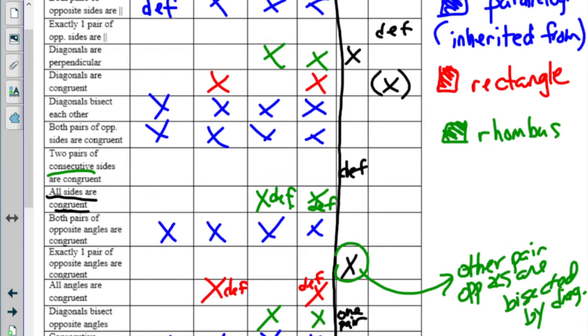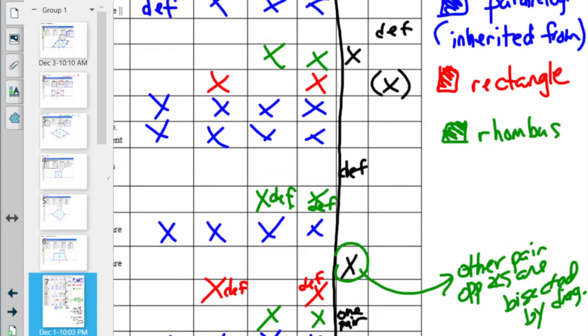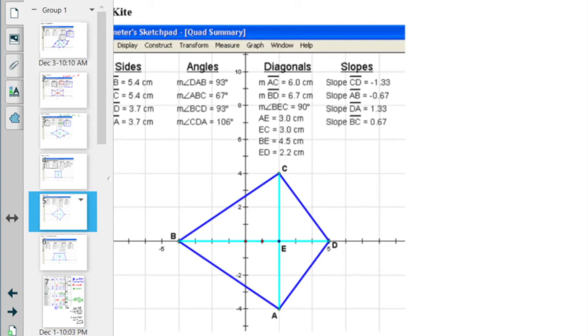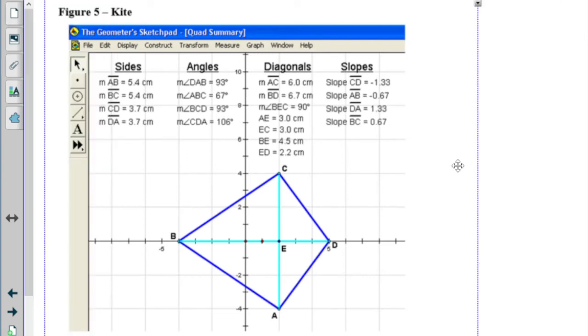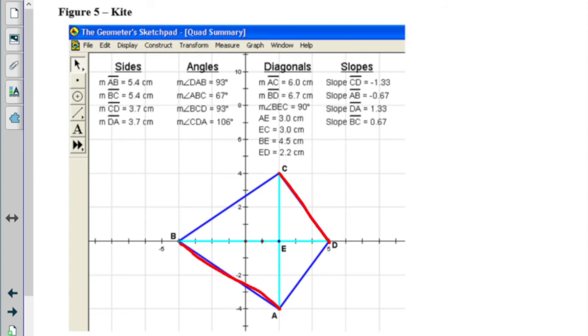But enough about parallelograms. Let's move on and talk about the kite. The kite, you'll notice, is not a parallelogram. It is not a parallelogram because these sides are not parallel. Here's C to D. The side across from it is A to B. And those slopes are not the same, so the sides are not parallel. So the things that were true about a parallelogram are not going to be true about my kite.